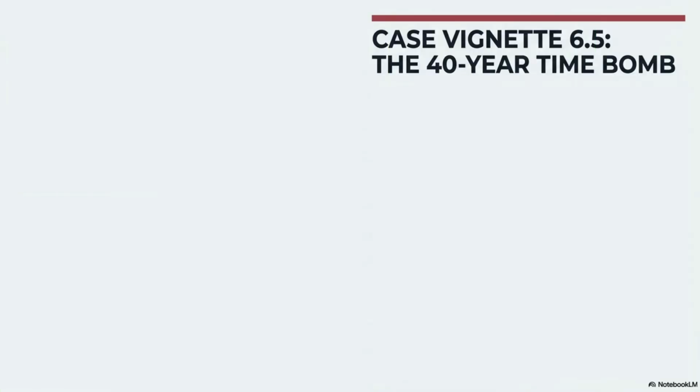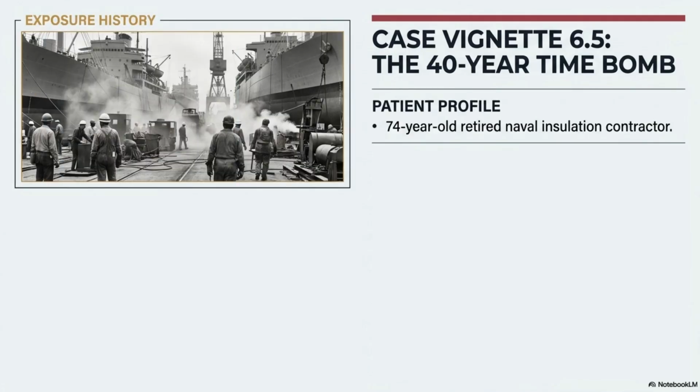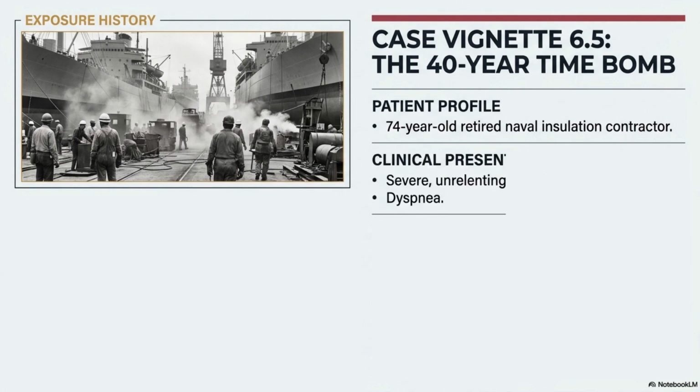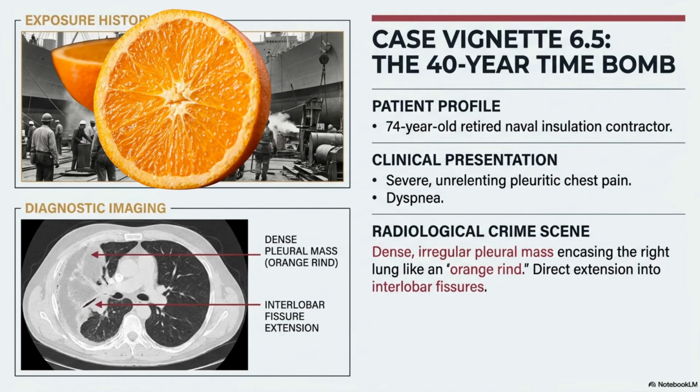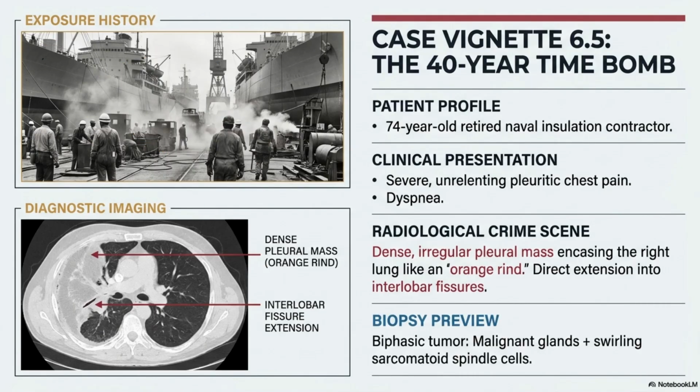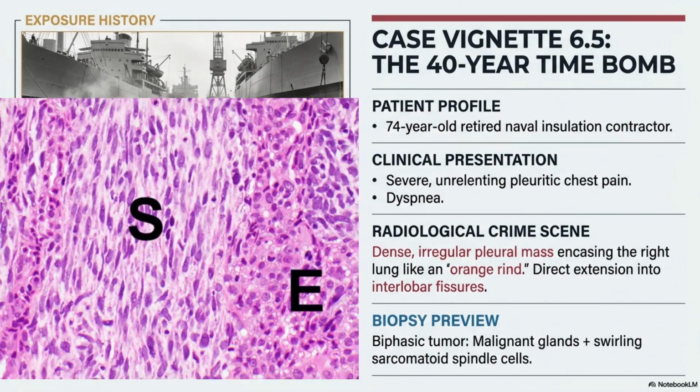Let's jump right into case vignette 6.5, the 40-year time bomb. We have a 74-year-old retired naval insulation contractor. He presents with severe, unrelenting pleuritic chest pain and dyspnea. Look at the radiological crime scene. There is a dense, irregular pleural mass encasing his right lung like an orange rind, with direct extension into the interlobar fissures. We take a biopsy and get a preview of what's inside.